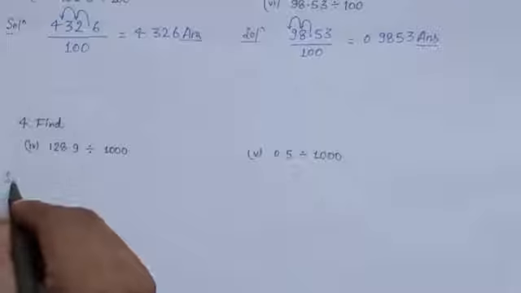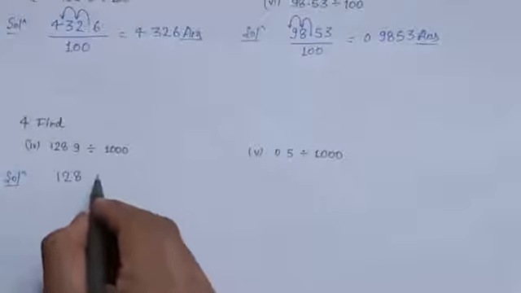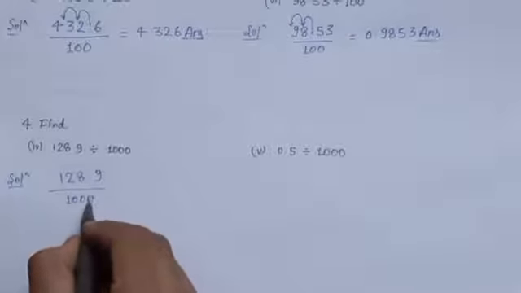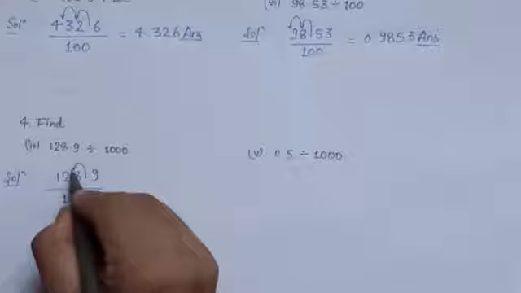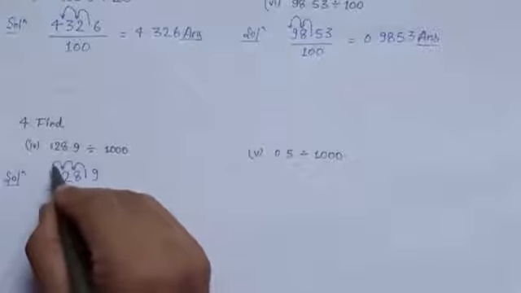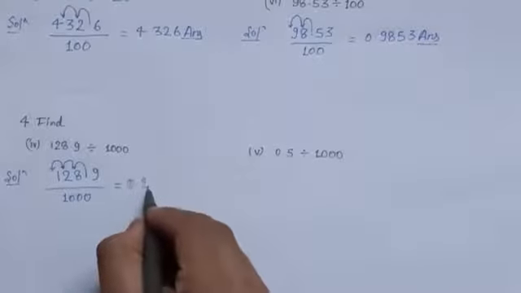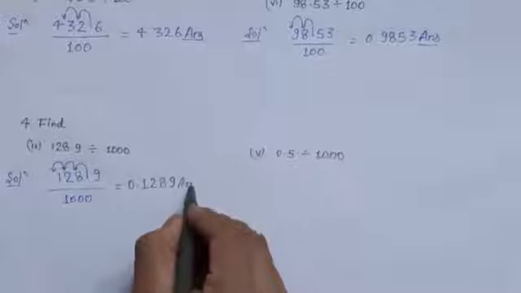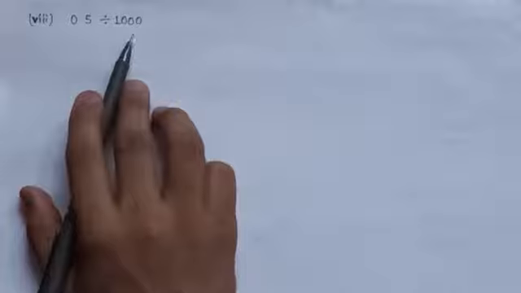So here we can solve it as 128.9 by 1000. This is our decimal point. When we shift this decimal point by 1 place, this is our 2nd place and this is again the 3rd place. So our answer is 0.1289.